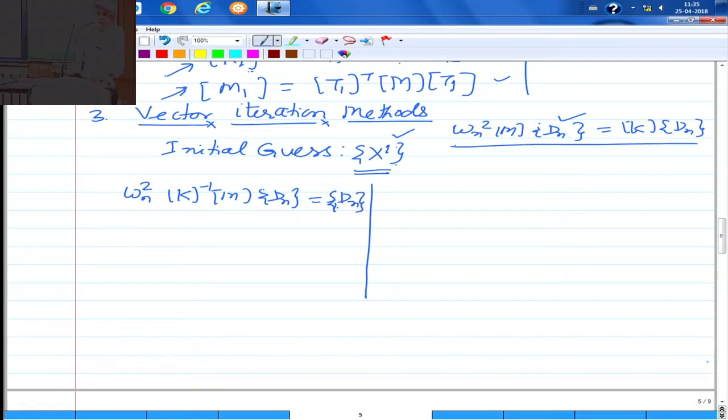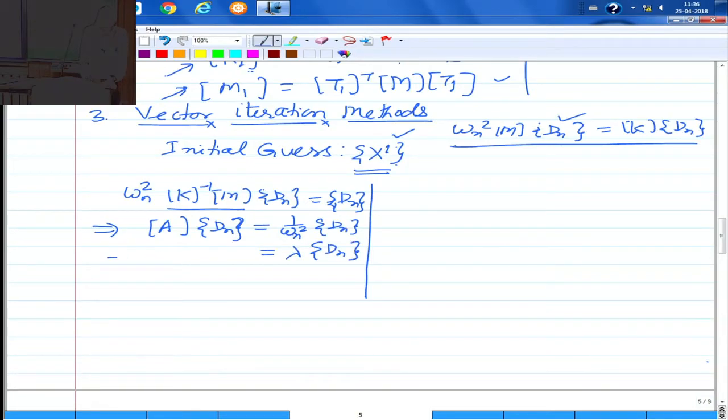And usually you solve eigenvalue problems as Ax is equal to lambda x. So if you want to put it in that format, because this side I have this matrix, omega n square I can take to the other side. So let me say that K inverse into M is A, and into this dn is equal to, the other side I will have 1 by omega n square again into dn, and now this you can call, let's say, lambda. So this is lambda into dn.